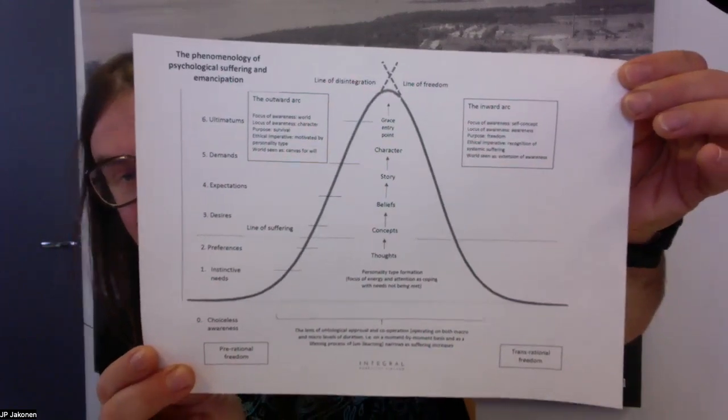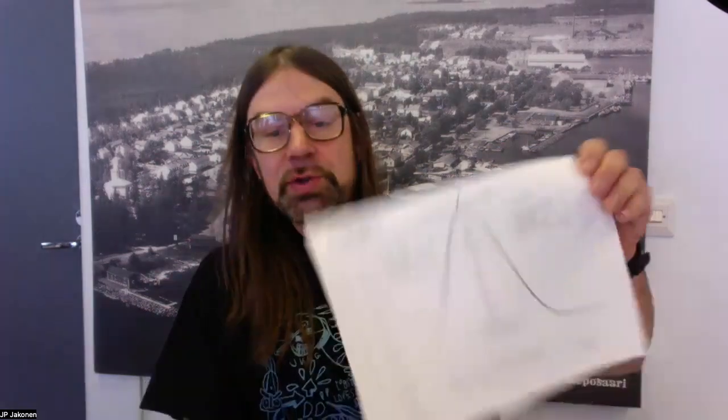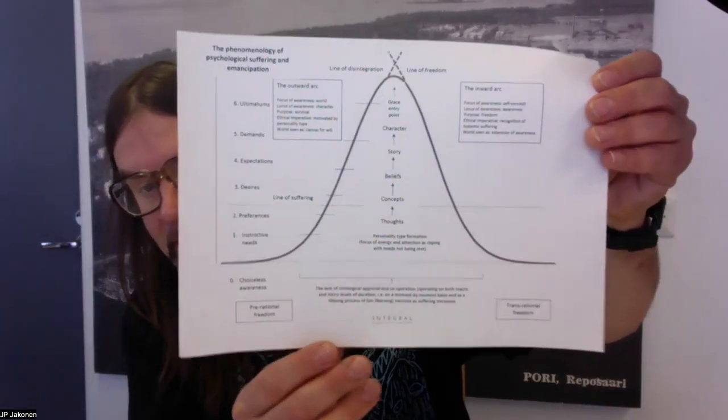This is my chart on the phenomenology of psychological suffering and emancipation. You can download it below. There's a link. I'm going to explain a short concept based on the map. So the big picture of the map is to show how experienced suffering arises.